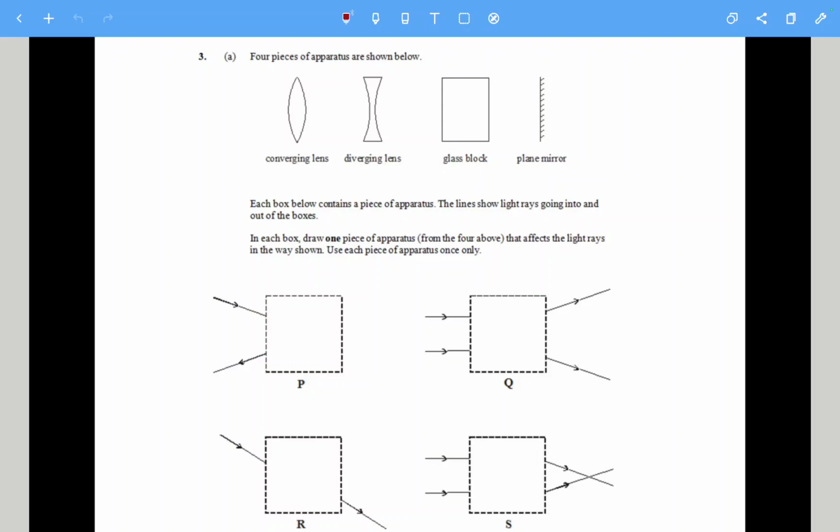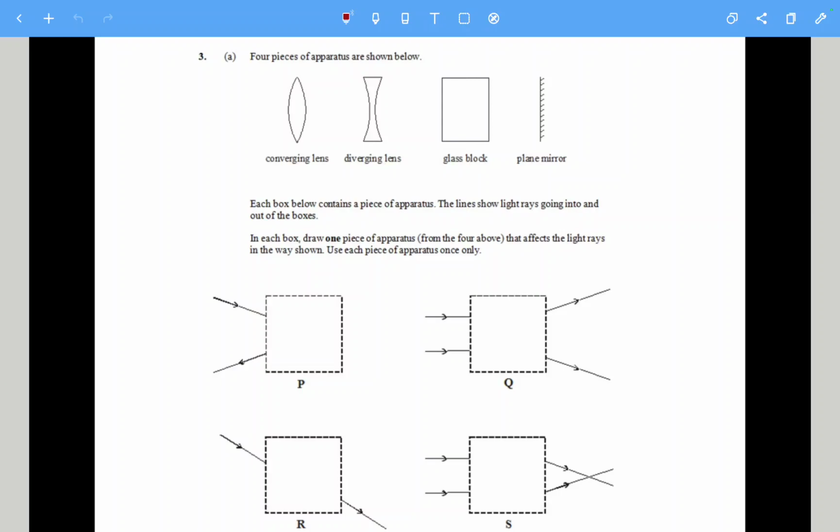So I'm going to pause and try this one. So 4 pieces of apparatus are shown below. So you've got a converging lens, diverging lens, glass block, and a plane mirror. Each box below contains a piece of apparatus. The lines show the light rays going into and out of the boxes. So what we need to do is draw the correct piece of glass or mirror in each box.